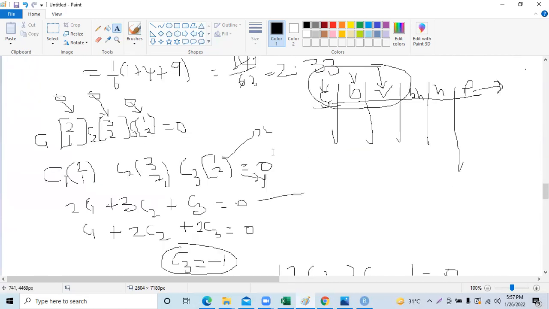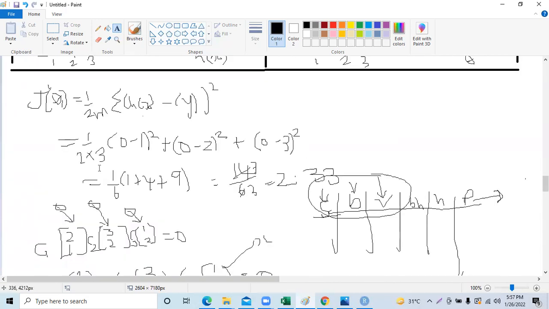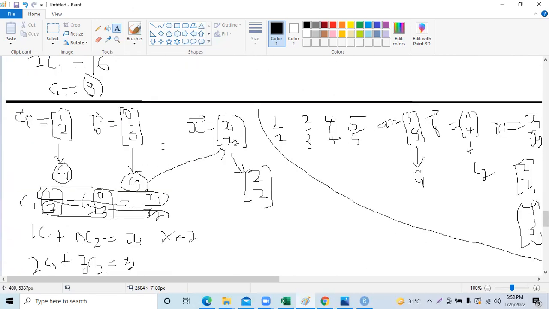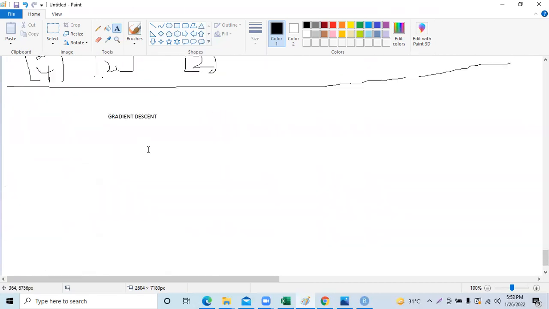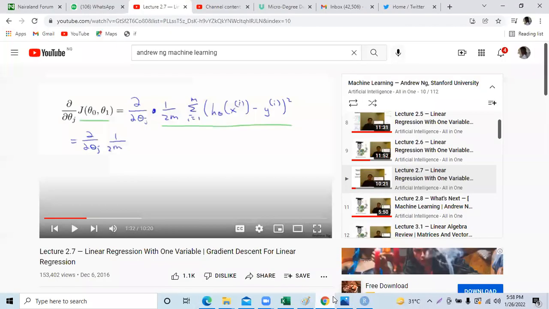Then I explained that this is unnecessary for now. I explained span and linear combination. So today we are going to go into gradient descent, but I would like to show you how gradient descent looks.